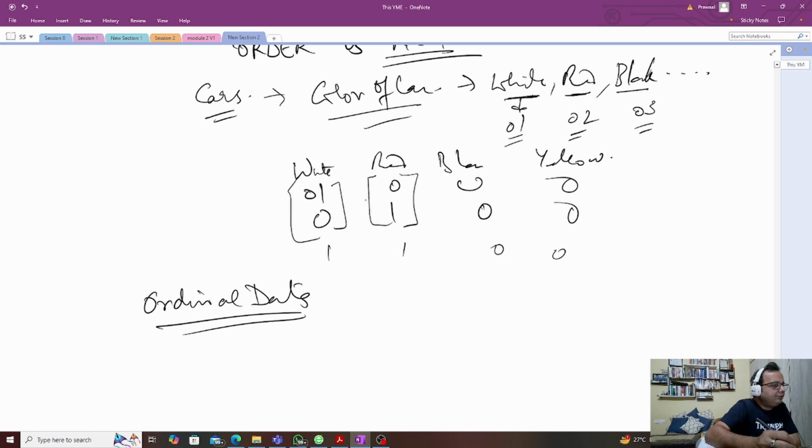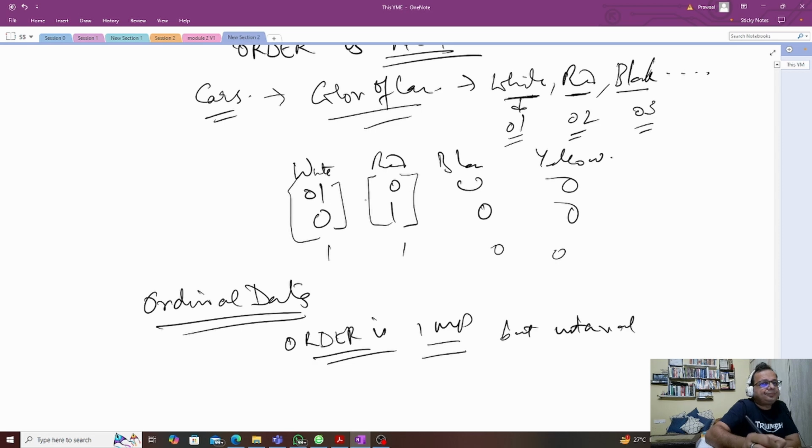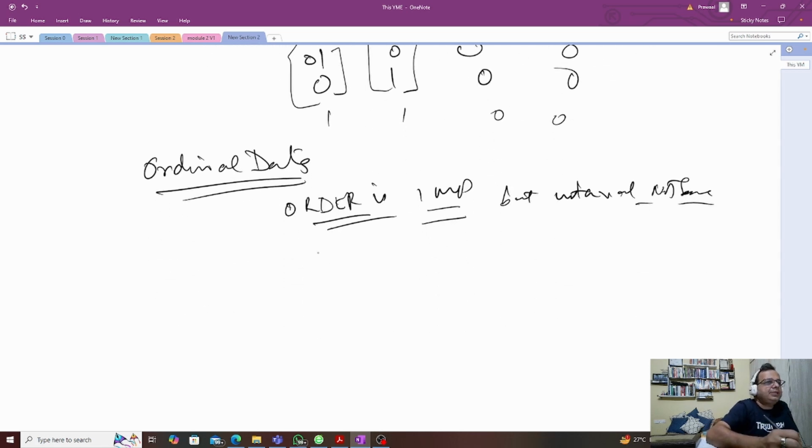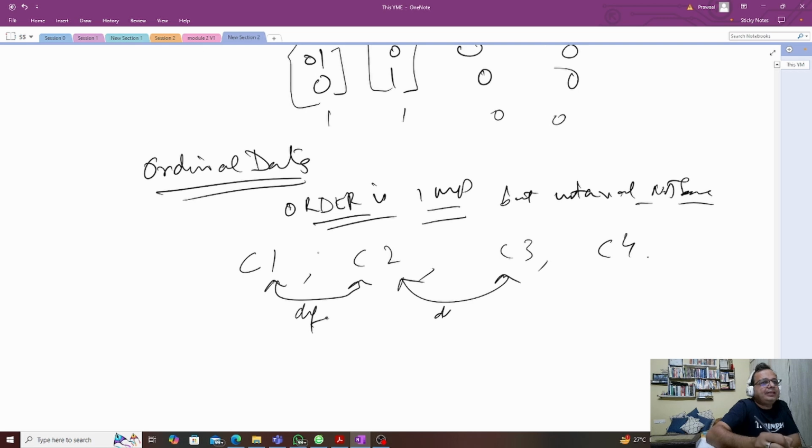So in case of ordinal data, order is important, of course. Otherwise, why would it be a separate category? Order is important, but interval might not be the same. So let's suppose there is category 1, category 2, category 3 and category 4. Now order is important, so this needs to be in the same sequence, but the difference between say category 1 and category 2 and the difference between category 2 and category 3, they may not be the same.